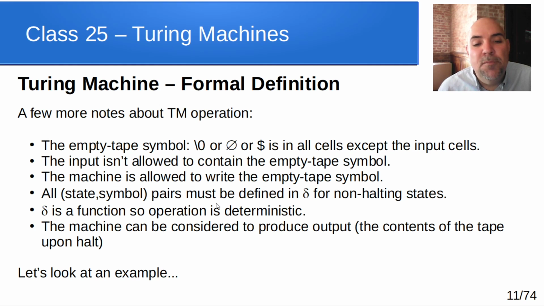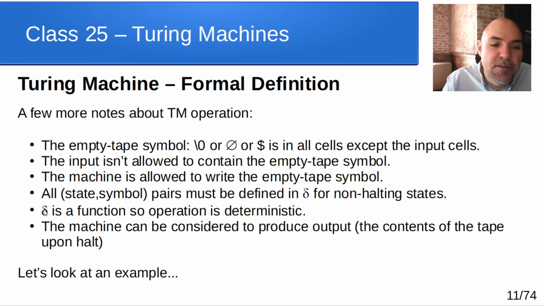And all state symbol pairs have to be defined in delta for non-halting states. That's sometimes relaxed. If you don't have a state symbol pair, then you can just consider the machine as stopping. But generally, for the formal definition, you're supposed to have a total function for every non-halting state. In practice, just like with DFAs, if you leave those out, you consider it as rejecting, or halting when you get something that isn't defined.